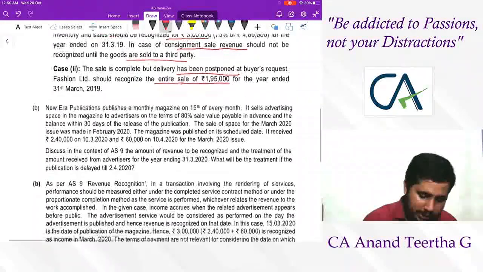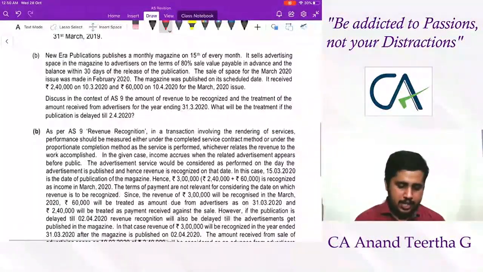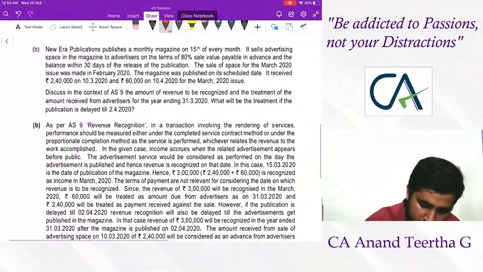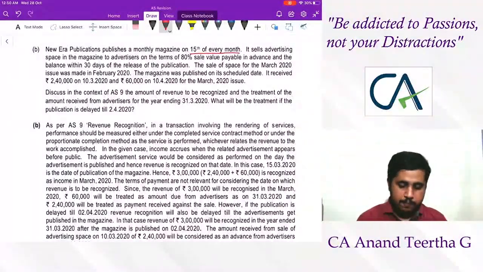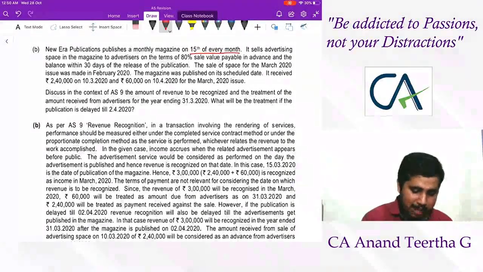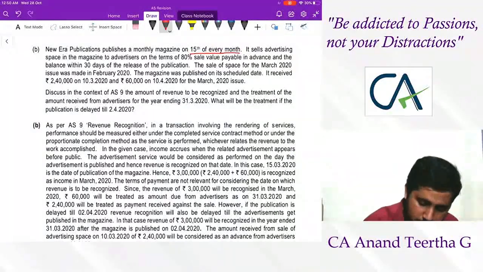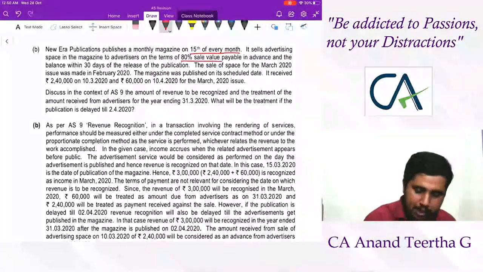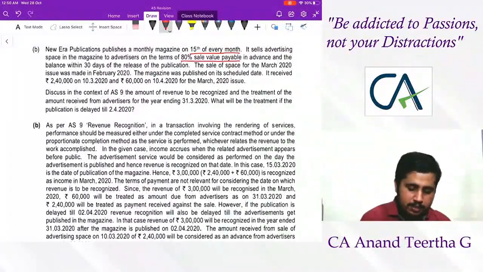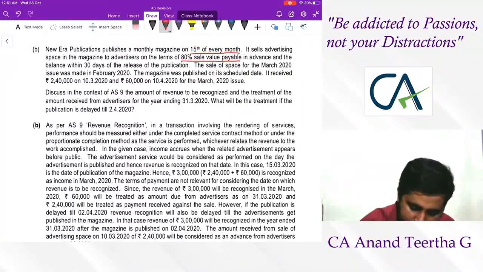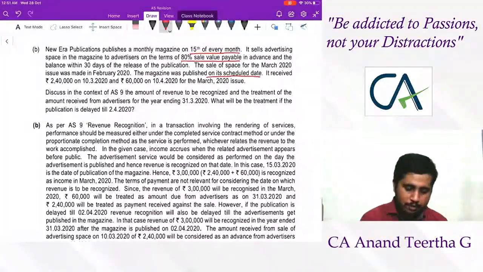Now let's move on to the next question. New Era publication publishes a monthly magazine on 15th of every month. It sells advertising space in the magazine to advertisers on the terms of 80% sale value payable in advance and the balance within 30 days of the release of the publication. The sale of space for March 2020 issue was made in February. The magazine was published on its scheduled date. It received 2,40,000 on 10th March and 60,000 on 10th April for March 2020 issue.